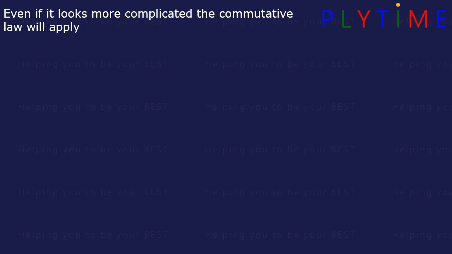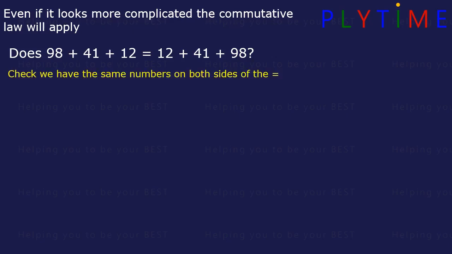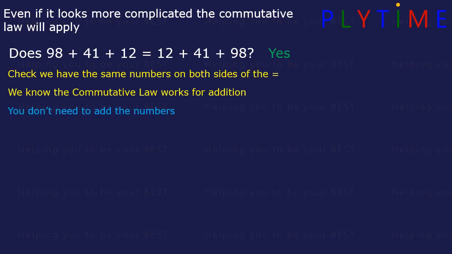Even if it looks more complicated, the commutative law will apply. Does 98 plus 41 plus 12 equal 12 plus 41 plus 98? Check we have the same numbers on both sides of the equal sign, and we do. We know the commutative law works for addition, so yes, it is the same. We don't need to add the numbers.